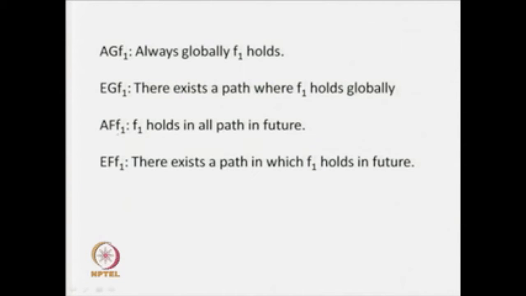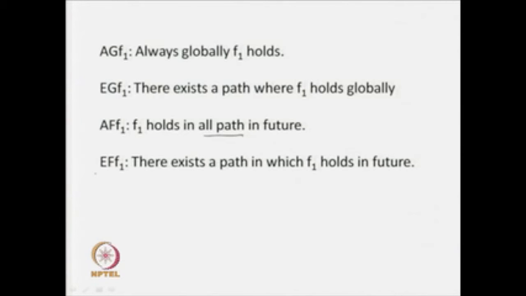Similarly, A F F1, where capital F stands for the future or eventually operator. That means F1 holds in all paths in future. So, we should get a future state where F1 holds, then we say that A F F1 holds in that particular state. So, we have to look at all paths. Similarly, E F F1 looks at a particular path. If in any path in future F1 holds, then we say that E F F1 holds.